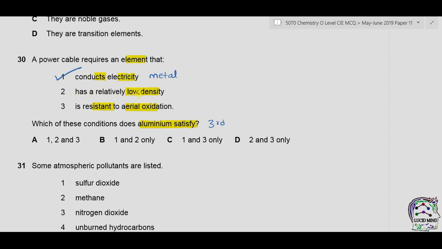Option 2, it has relatively low density. This is also true for aluminum. Option 3, it is resistant to aerial oxidation. This is also true because aluminum forms a layer of aluminum oxide which is resistant to further oxidation and corrosion. As all three options are correct, the answer is therefore A.